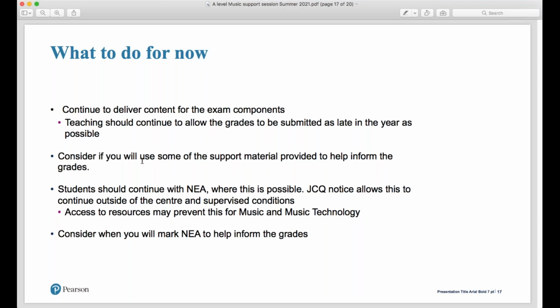Also, students should continue with NEA where that's possible. As I said, the JCQ notice allows this to continue outside of the centre and outside of the normal supervised conditions, although it will be recognised that access to resources may prevent that for music and music technology. So it's only where it's possible, but certainly trying to get that completed if you can. And then also planning ahead to consider when you will mark and look at that NEA work to help inform the grades as well, considering any internal deadlines that you have.